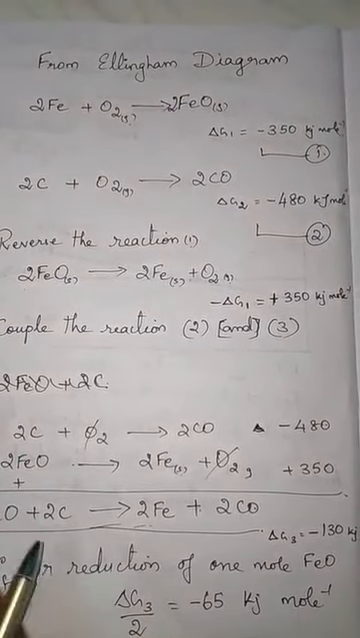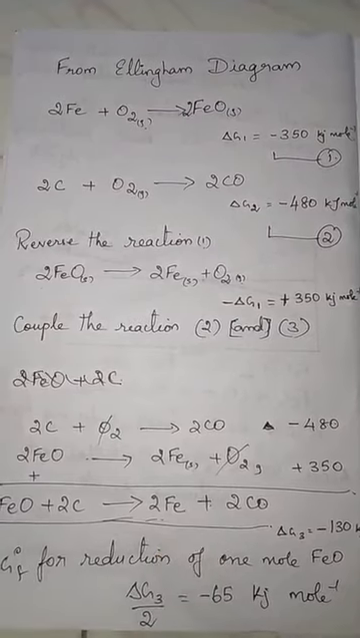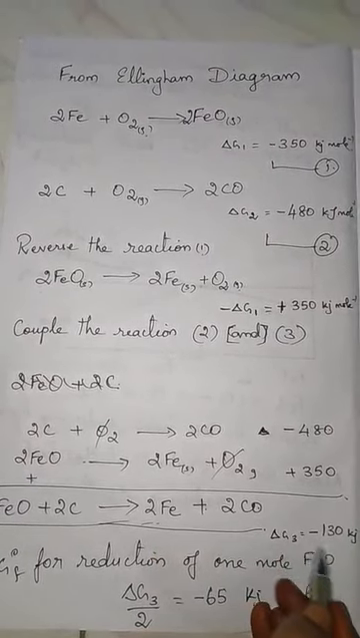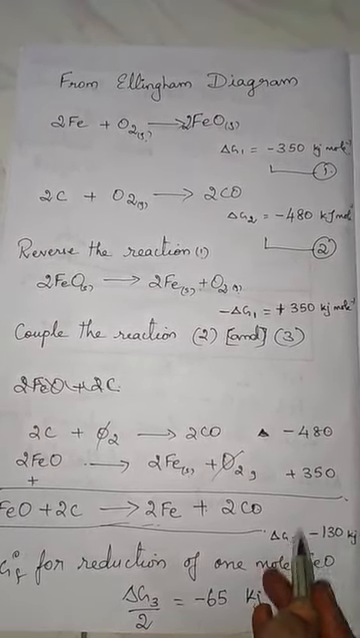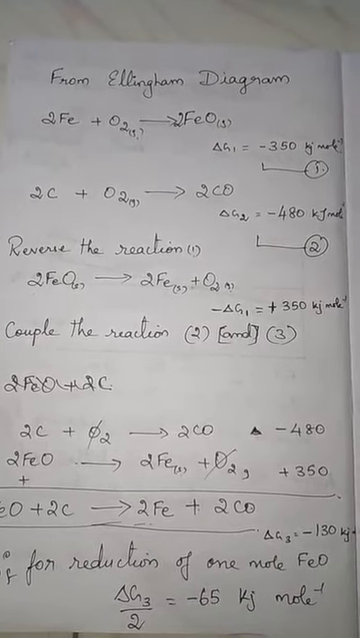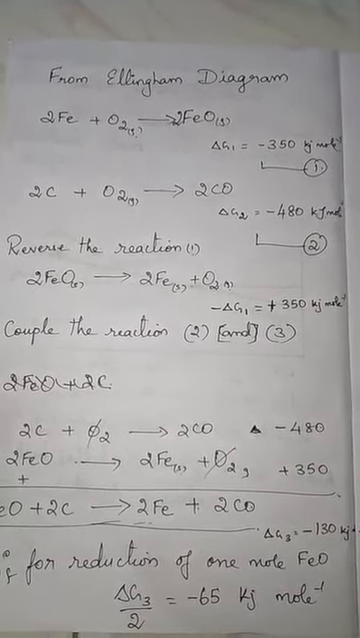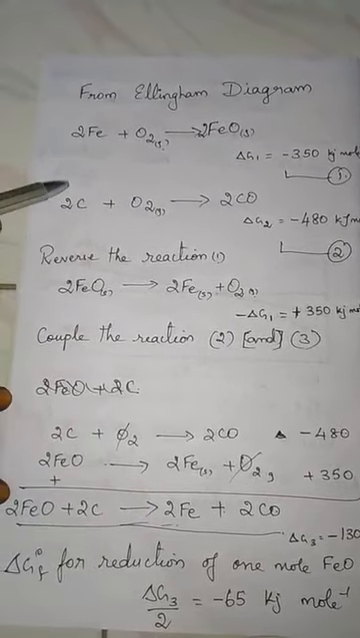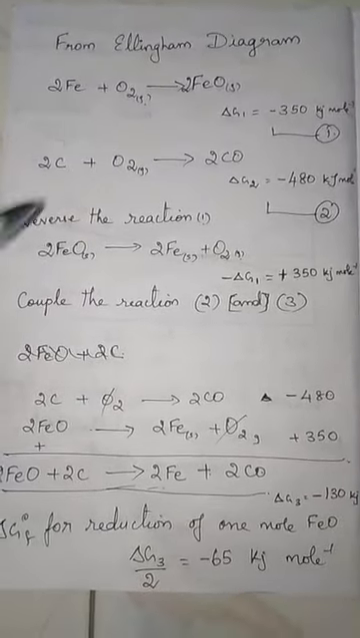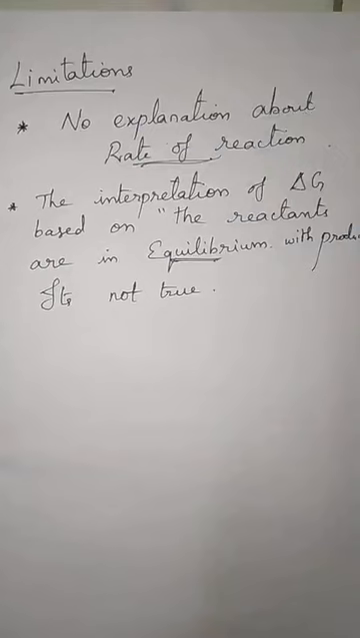Now this shows carbon is the best reducing agent because the value is negative. The negative value proves that carbon is more stable than the carbon monoxide. And you can apply it for carbon monoxide gas also, and the value will be different.